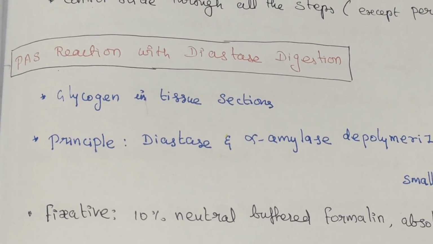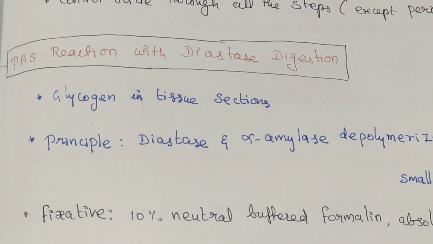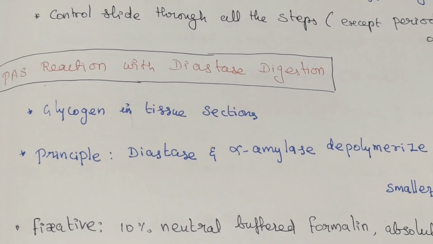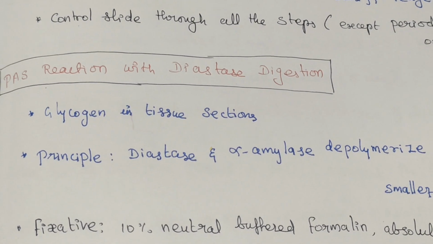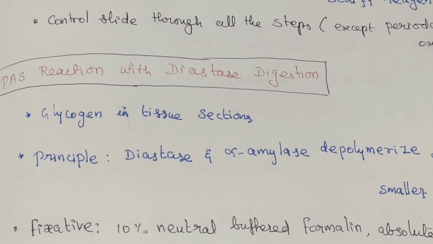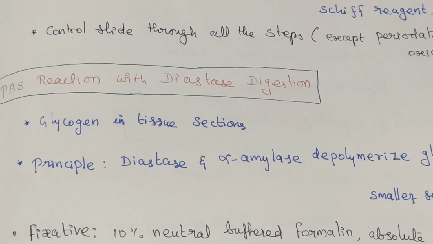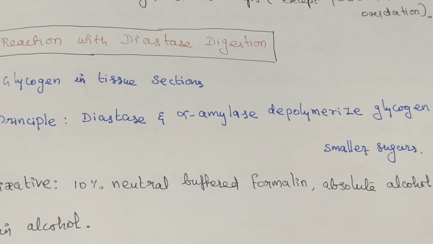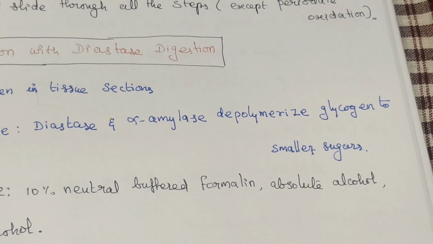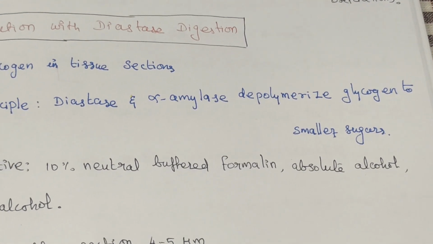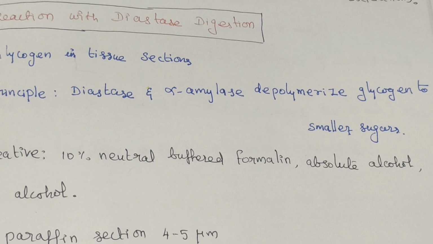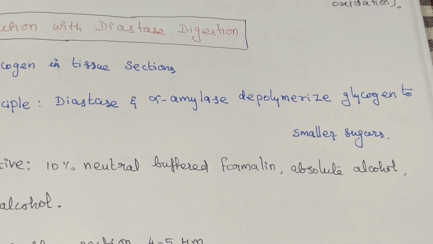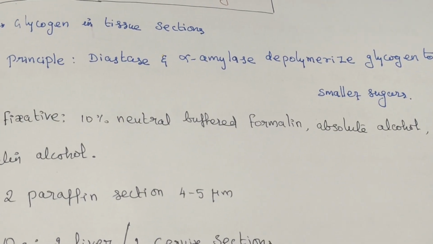In this video, a continuation of carbohydrate staining, the second staining is the PAS reaction with diastase digestion. Here we can find glycogen in the tissue section. What is the principle? Diastase and alpha amylase depolymerize glycogen to smaller sugars.